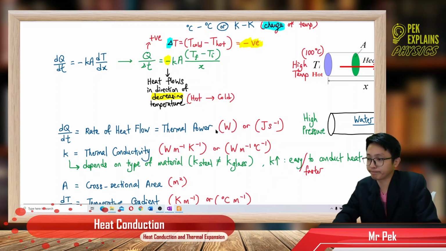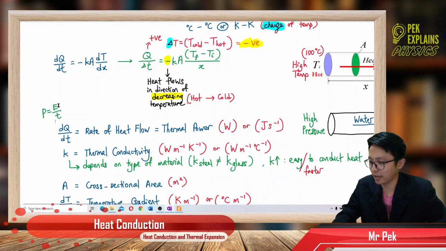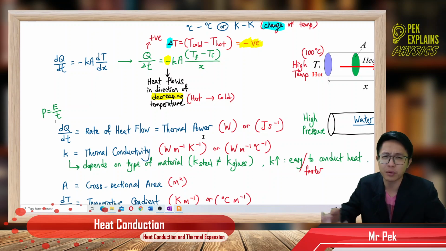Why is this power? Because power is energy over time, and this time the energy is the heat energy. Heat energy divided by the time is the thermal power. So the rate of heat flow is the same as thermal power. Sometimes questions will ask for thermal power instead of rate of heat flow, but they refer to the same thing.